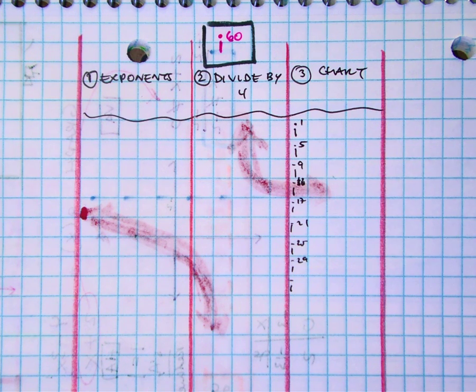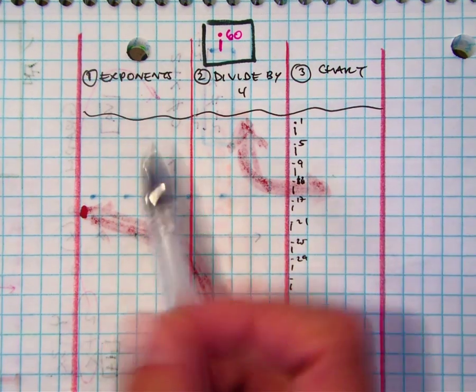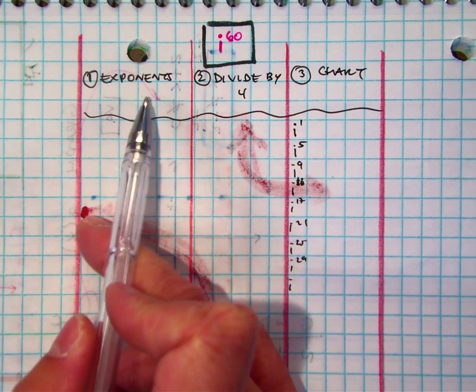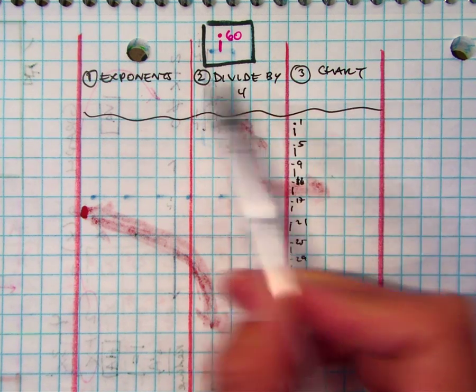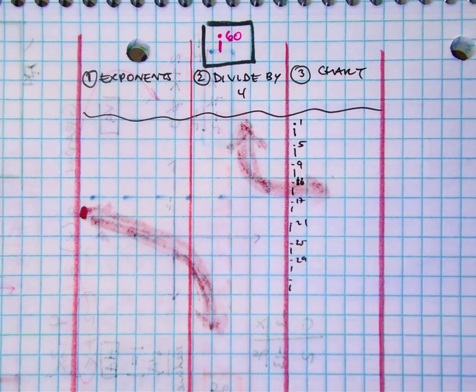Alright, I want to show you guys 3 different ways to find, if I asked you to simplify i to the 60th power. There are a couple of methods. You can use exponents, you can divide by 4, or you can use the chart. Let me show you by exponents.